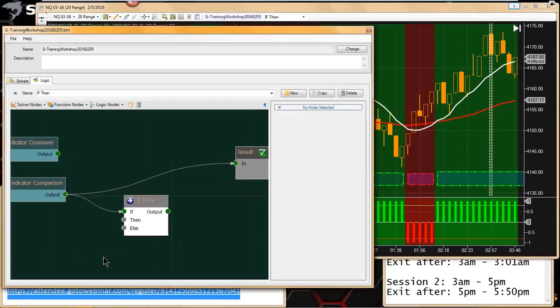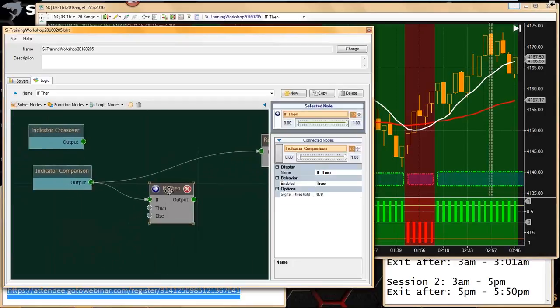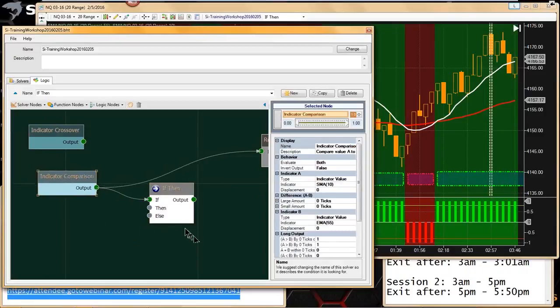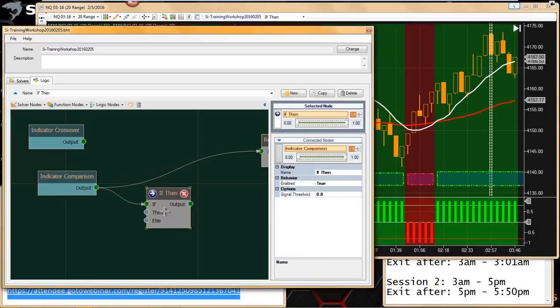The first thing you'll notice is the if-then has 3 connection points. The if node is what controls the switch inside the if-then node. So that controls the switch, and inside this if-then is a switch.